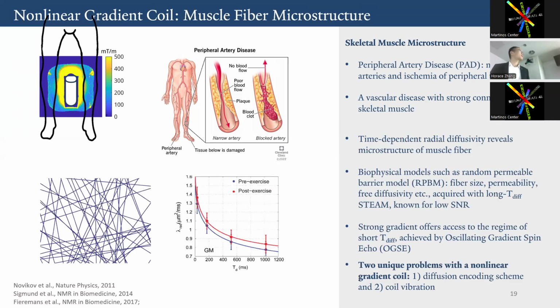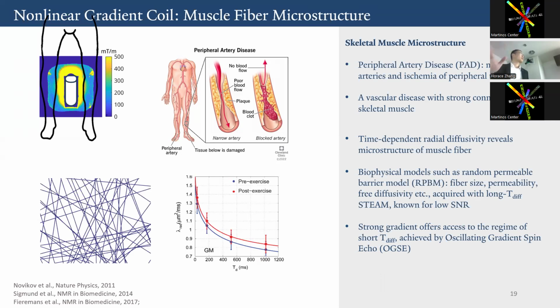And people usually acquire time-dependent radial diffusivity curves to reveal the microstructure of muscle fiber. And here, a very prominent biophysical model is the random permeable barrier model, or PBM. It tells us the fiber size, permeability, free diffusivity, etc., from the long diffusion time STEAM data. But STEAM is known for its low SNR. With a strong gradient, we can have access to short diffusion time, which is achieved by oscillating gradient spin echo.